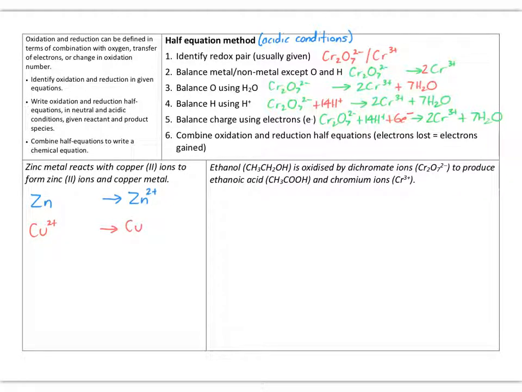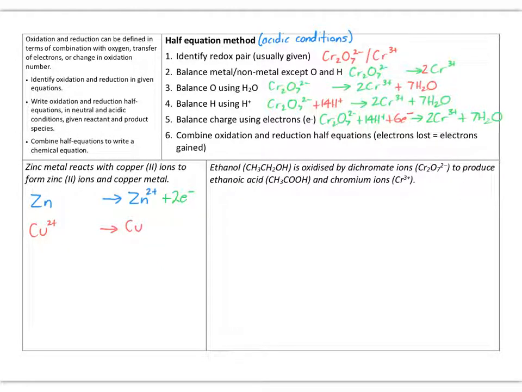Now, going through the steps up here, identify the redox pair, we've done that from the question. Balance metal, non-metal, except oxygen and hydrogen. Well, zinc is balanced, copper's balanced. Balance oxygen, there's no oxygen. Balance hydrogen, there's no hydrogen. Balance charge using the electrons. So to achieve that, we need no charge, 2 plus here. So if we have 2 electrons here, the charge is balanced.